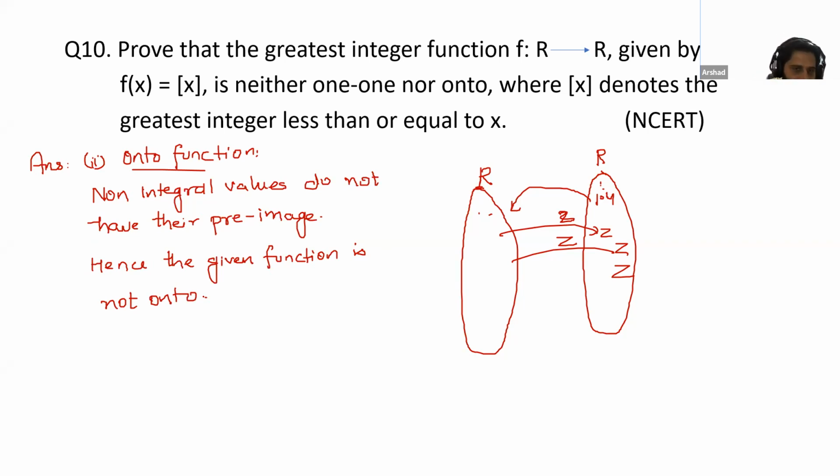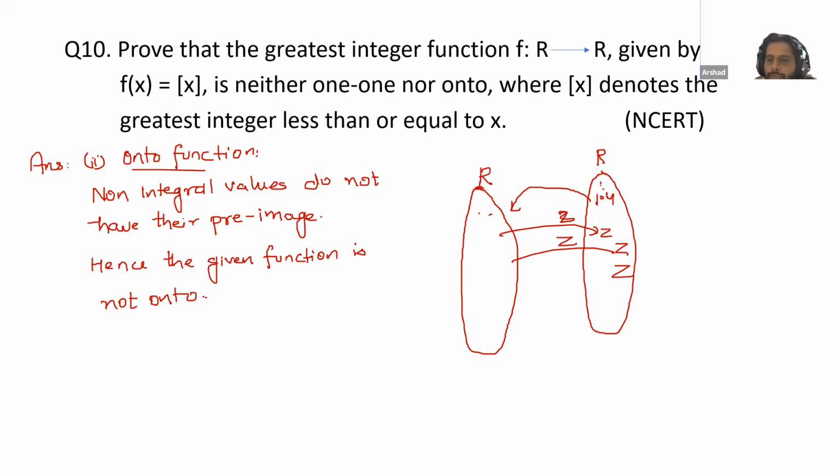Fahad, Rifat, and Abdul, please raise your hand if this is clear, or let me know if you have any doubt. Okay, Rifat. Fahad and Abdul, is this clear? Okay, Fahad. Abdul, is this clear? Abdul, yes or no?